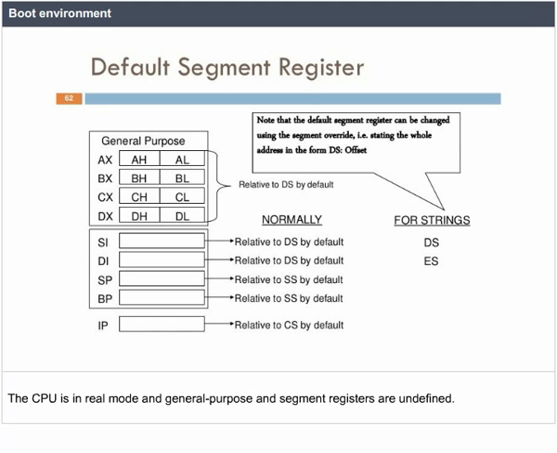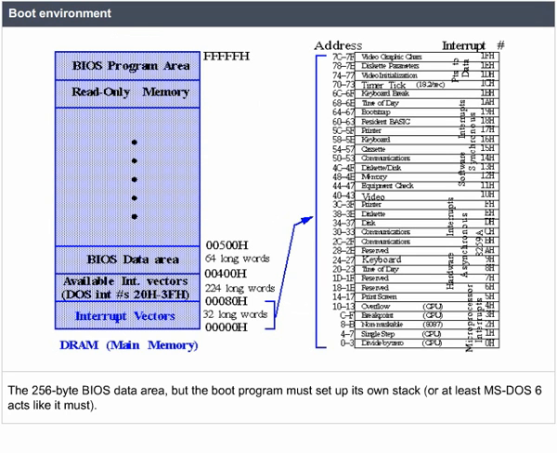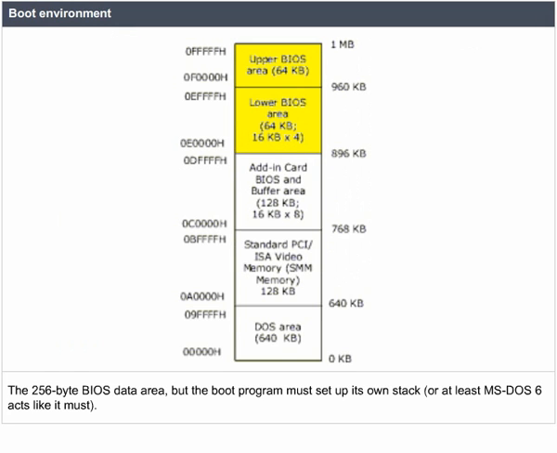The memory below address 0000500 contains the interrupt vector table and the 256-byte BIOS data area, but the boot program must set up its own stack, or at least MS-DOS 6 acts like it must.